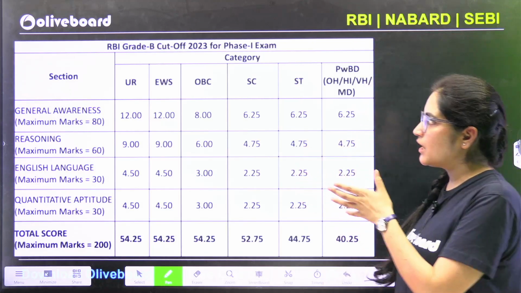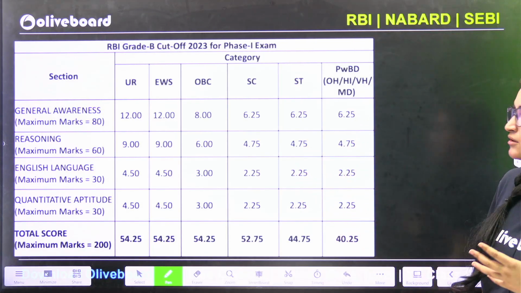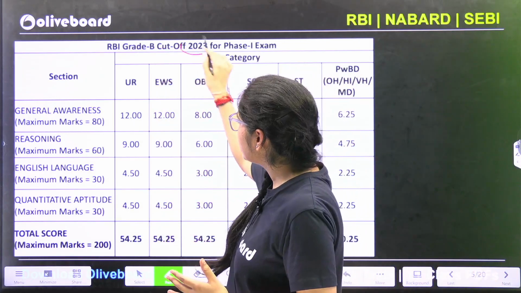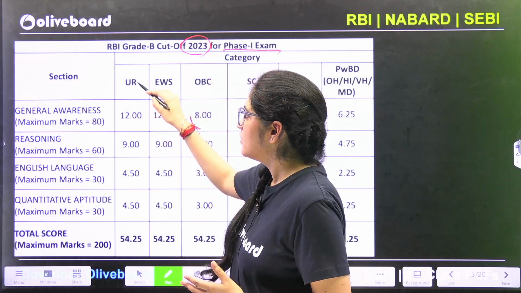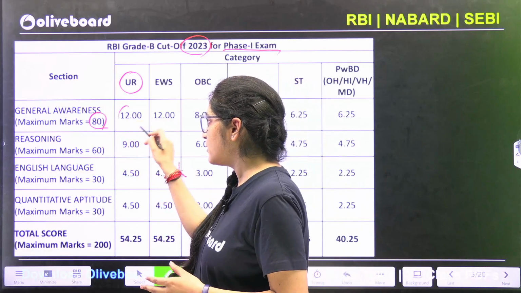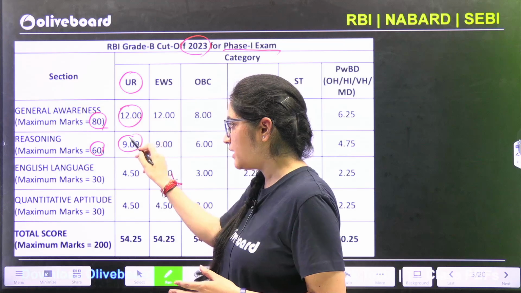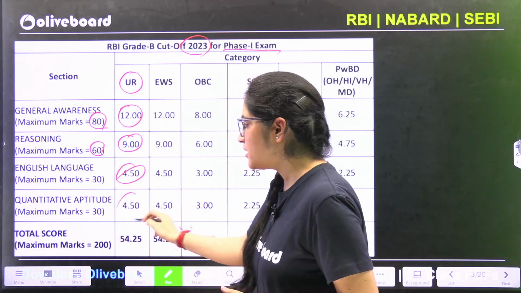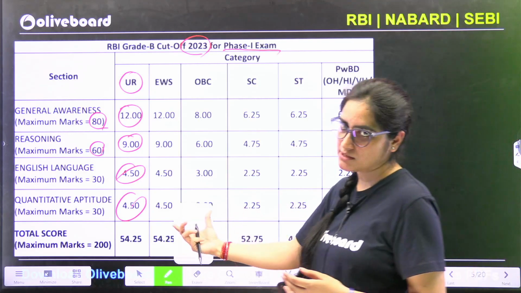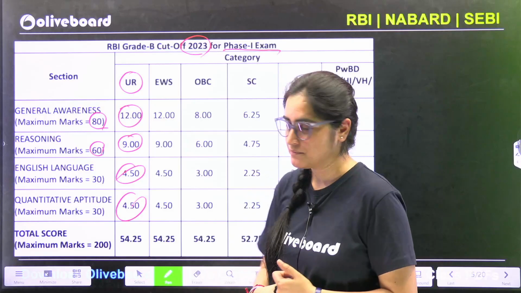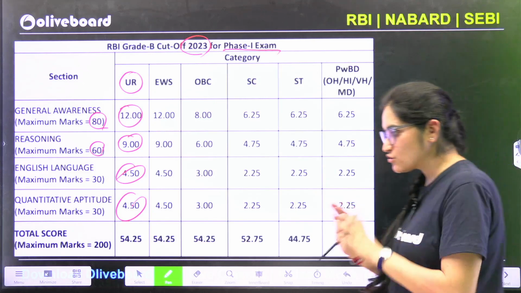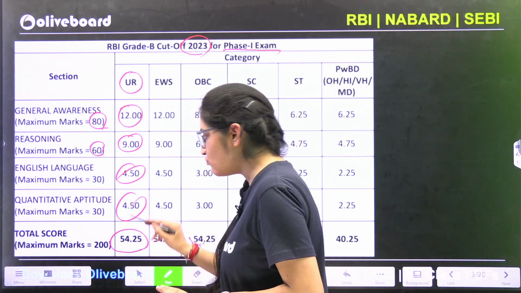Now if I have to discuss about the cutoffs, the segment wise cutoff, then for your 2023 exam phase 1, for your unreserved category, the cutoff out of 80 marks were 12, 60 marks for reasoning were 9, English was 4.5, and quant again 4.5. So that means, you know, roughly 15% marks they keep as the cutoff, and that was the case in each one of them. But if I have to tell you the total score, it was only 54.25.